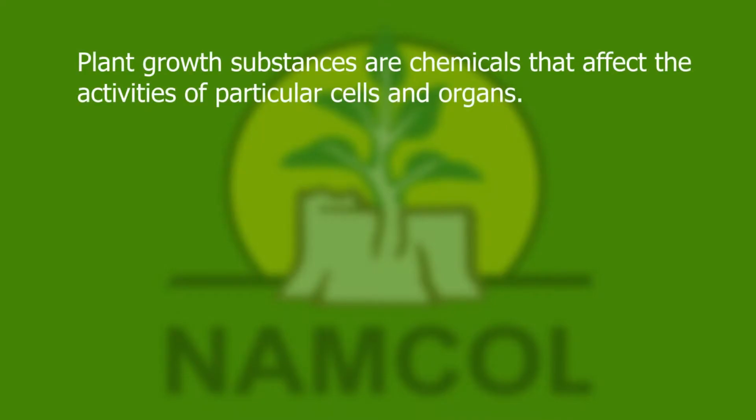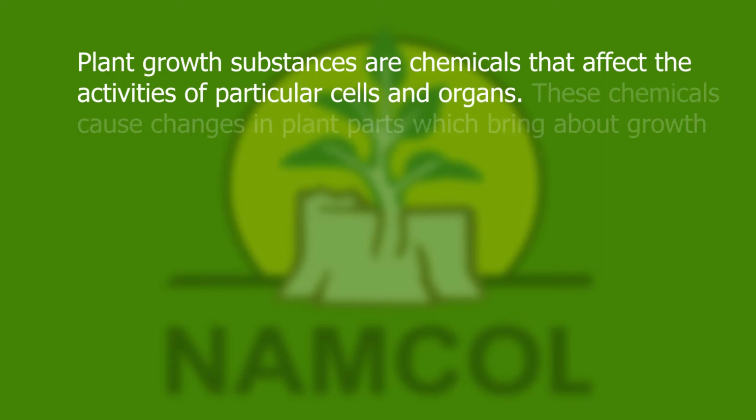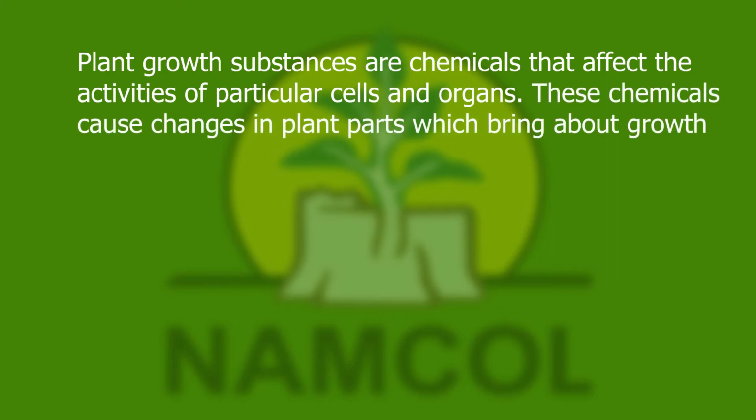Firstly, let us define the following terms: plant growth substances, gravitropism, and phototropism. This will help us to understand the entire topic. Plant growth substances are chemicals that affect the activities of particular cells and organs. These chemicals cause changes in plant parts which bring about growth.